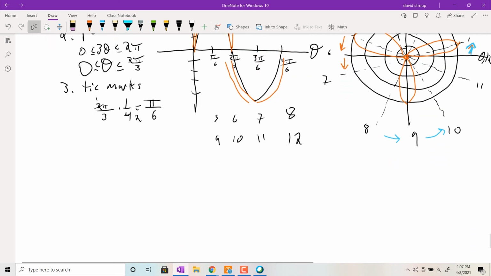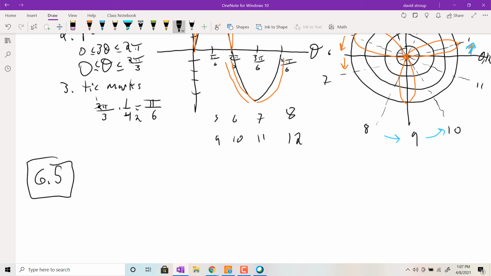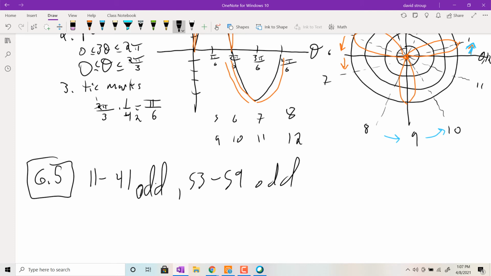Okay. Let's move on to 6.5. So in this section, we're working with complex numbers, and we're able to get a new form for the complex numbers. We also talked about graphing complex numbers, and because we worked in the polar coordinates, we get a polar type form for the complex numbers.